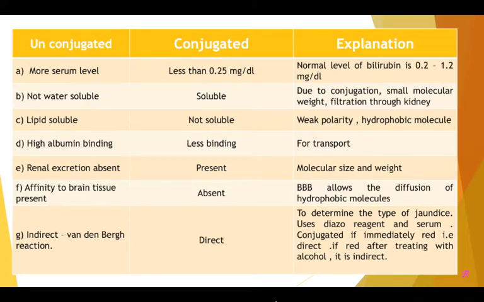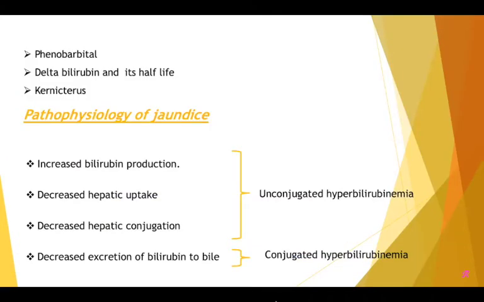So unconjugated bilirubin will show an indirect reaction and conjugated will show a direct reaction. So I have finished with the major differences between unconjugated and conjugated bilirubin. Okay. Next is some extra points.